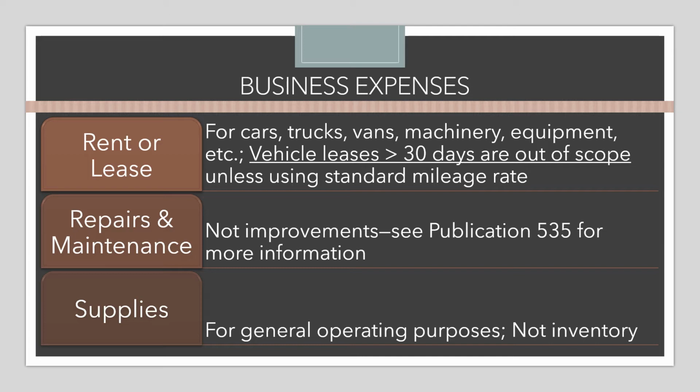And then we also have supplies, so not just office supplies, but other general operating supplies. This one is not for inventory. Remember, in the first place, inventory is out of scope for us. But if it was something that was being purchased for inventory, it would show up in a different part of the Schedule C.